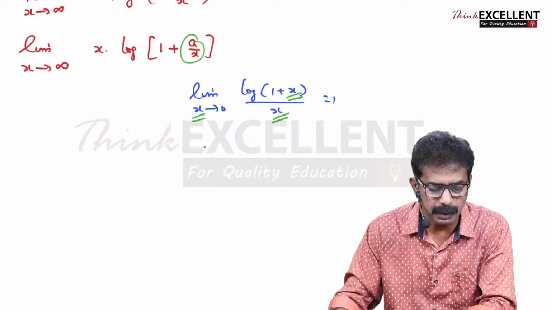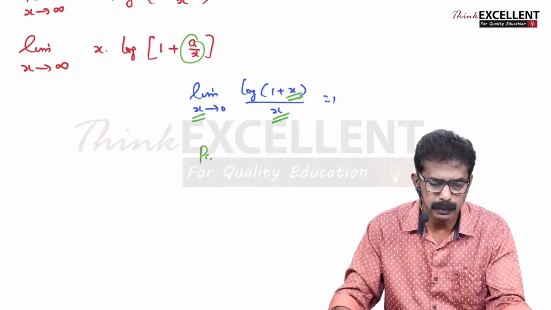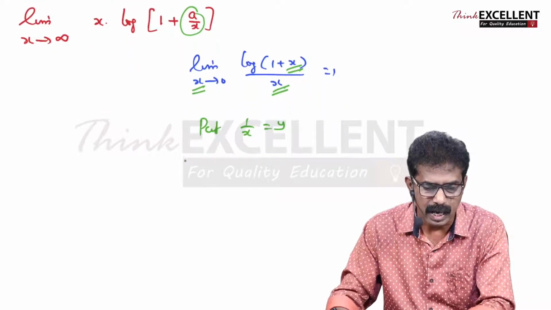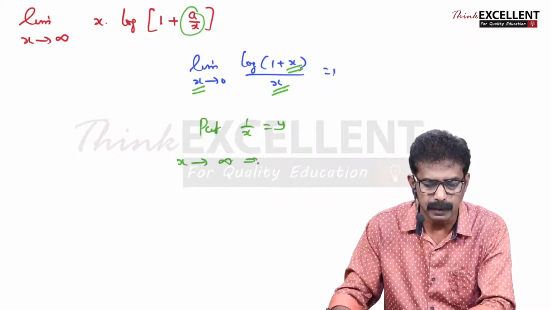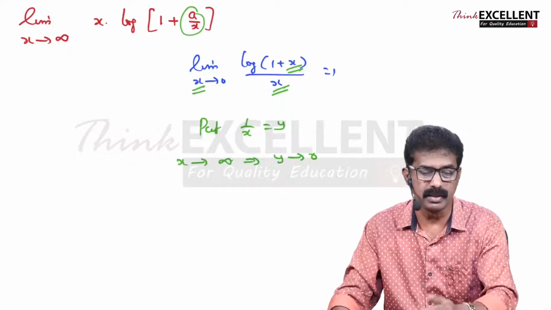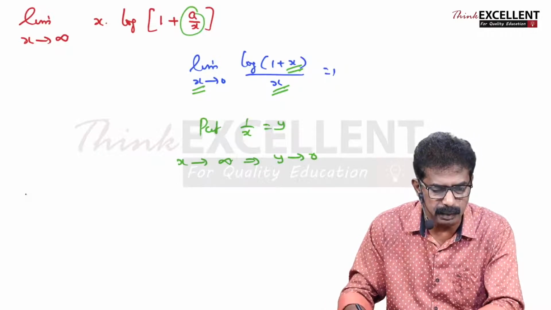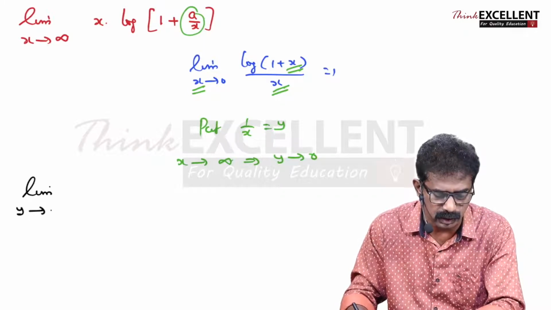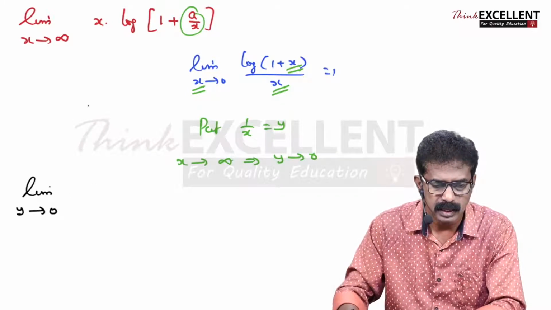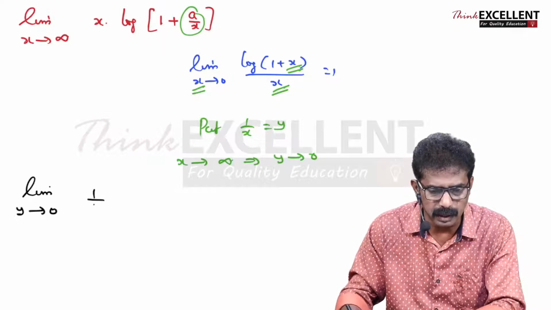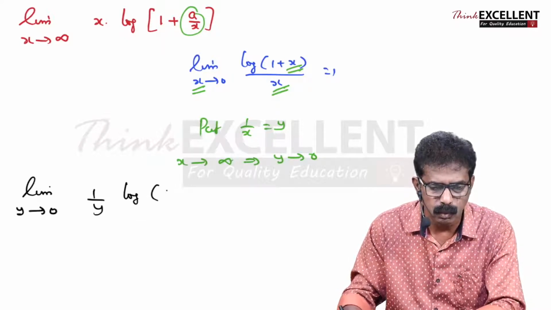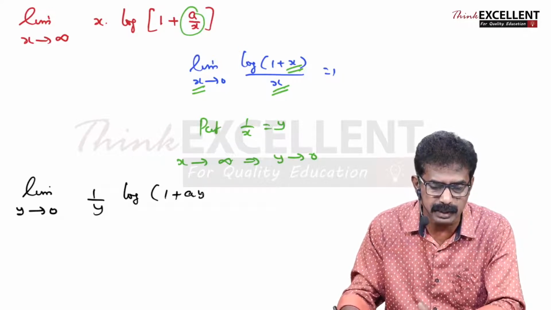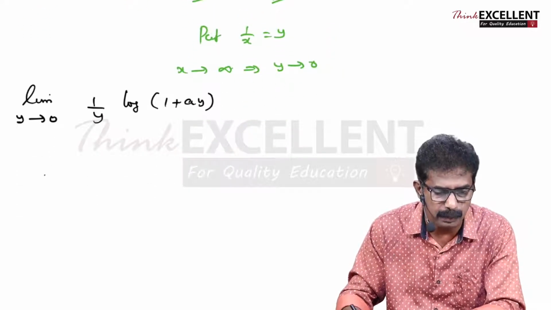So what substitution are we giving? Put 1 by x equal to y. As x tends to infinity, y tends to 0 because 1 by infinity is 0. So if you substitute here in the limit, don't write x tends to infinity. Instead of that, you write y tends to 0. X can be written as 1 by y, log of 1 plus a by x. So a into 1 by x, 1 by x means it is what? Y. So I'm going to rewrite it.